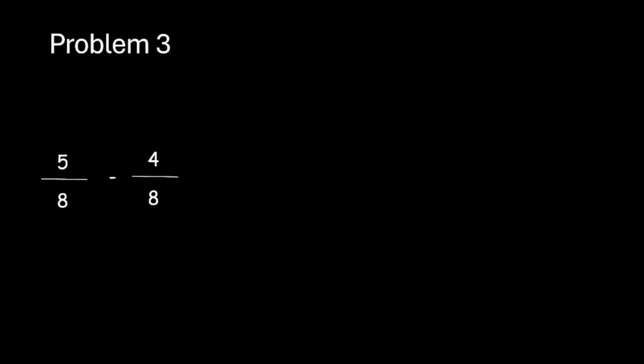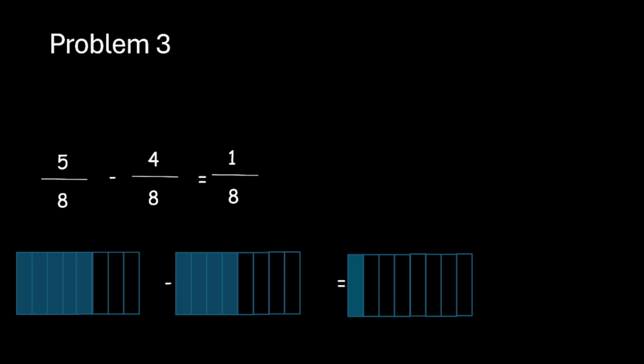Let's try the next question. We have 5 over 8 minus 4 over 8. What we're just doing is 5 minus 4. When you subtract 5 and 4, you get 1. So it's going to be 1 over 8. If you want to see it in terms of a diagram, you can see that I have 5 out of the 8 boxes shaded, and we're subtracting 4 out of the 8 boxes which are shaded, and that's going to be equal to 1 out of the 8 which are shaded in. So that's going to be your answer.